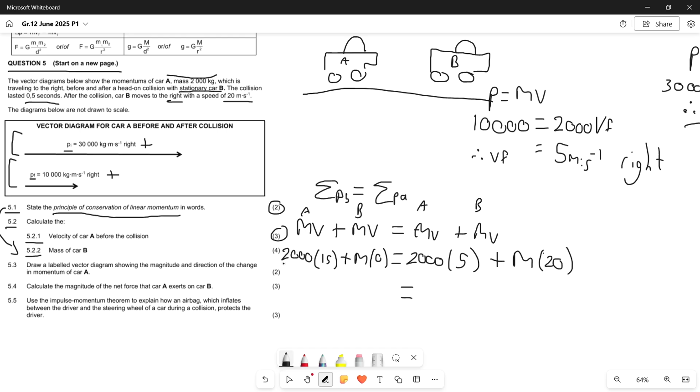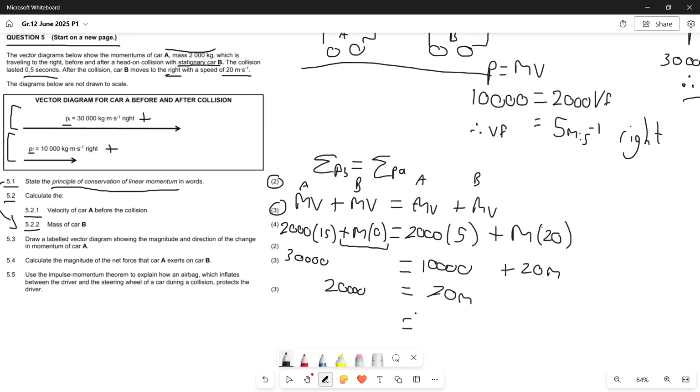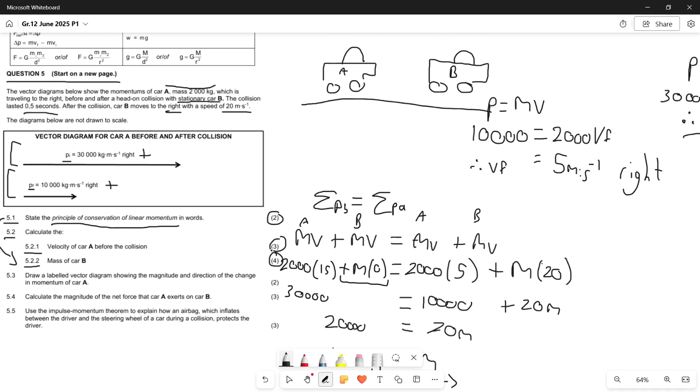So we can go ahead and simplify this. 2000 multiplied by 15 is 30,000 over there. This disappears. 2000 multiplied by 5 is 10,000 over there. And then m multiplied by 20 is just 20m. Okay, we can take the 10,000 over. So 30,000 minus 10,000 is 20,000, and that equals 20m. And then 20,000 divided by 20 is 1,000 kilograms. And that is the mass of car B. So we just earned 4 marks over there.